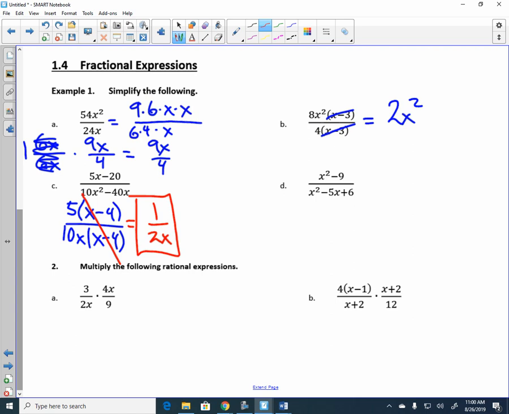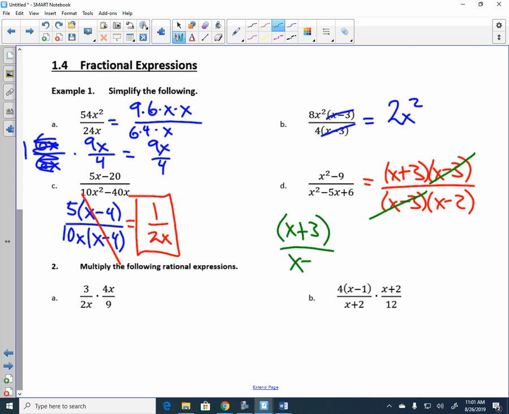If I was an undisciplined person, what is the temptation to do for letter D? Say I'm going to do the problem incorrectly. What might people be tempted to do? Just cross off the x squareds. Don't do that. It's entirely illegal. What should we do instead? Factor. Top factors to x plus 3 times x minus 3. The bottom factors to 2, x minus 3 times x minus 2. You can see that the x minus 3 divided by the x minus 3 is 1, so we're left with x plus 3 over x minus 2.